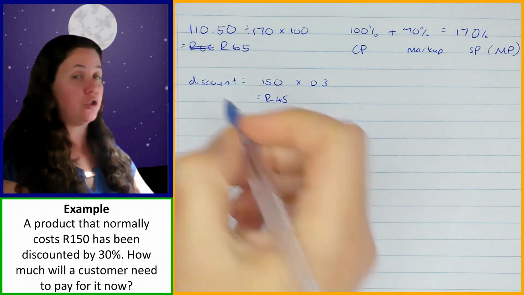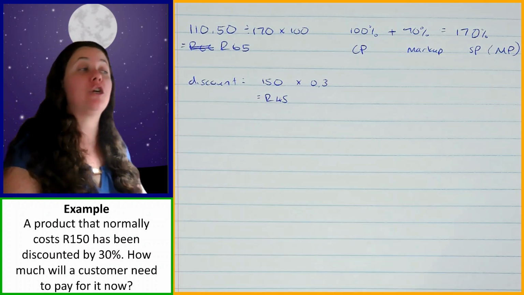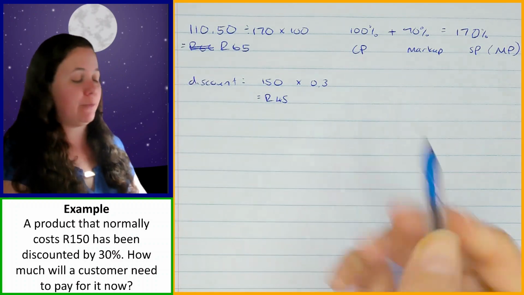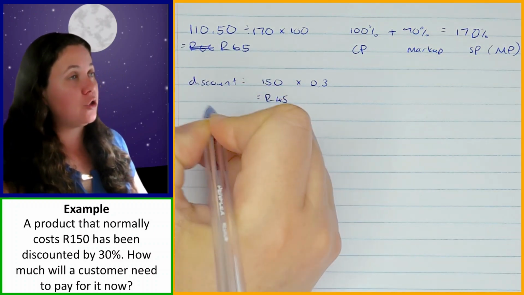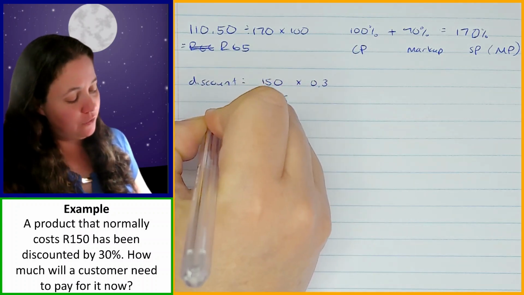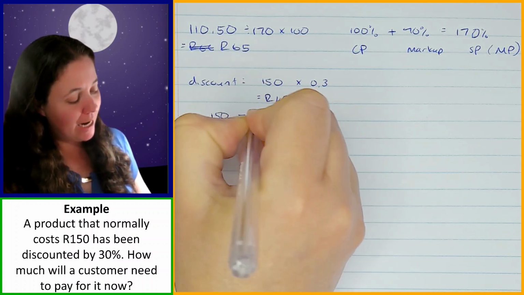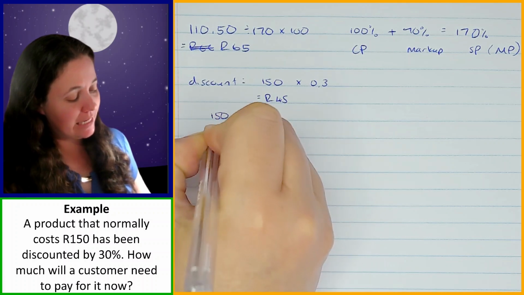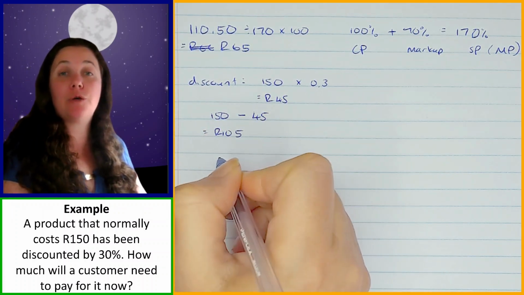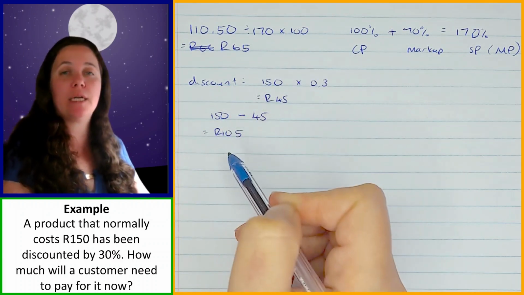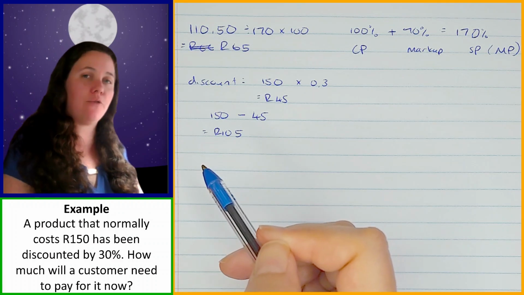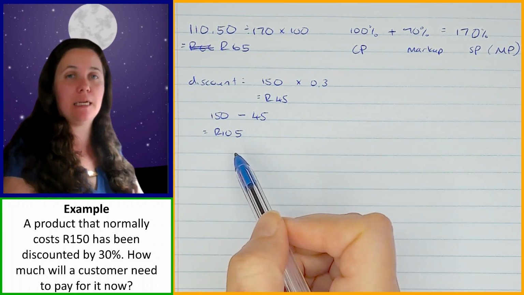So now what we need to do is we need to work out how much they're actually going to have to pay. Okay, so we know how much they're going to save. Now we need to work out how much they're going to pay. So what I'm going to do is I'm going to take the normal price and I'm going to subtract the discount. So it's going to be 150 minus 45, and that gives us 105 Rand. So that's how much the customer is going to pay. So this is one way of doing it. We can do it in two parts. We will work out what the discount is and subtract it from the marked price to get the selling price.